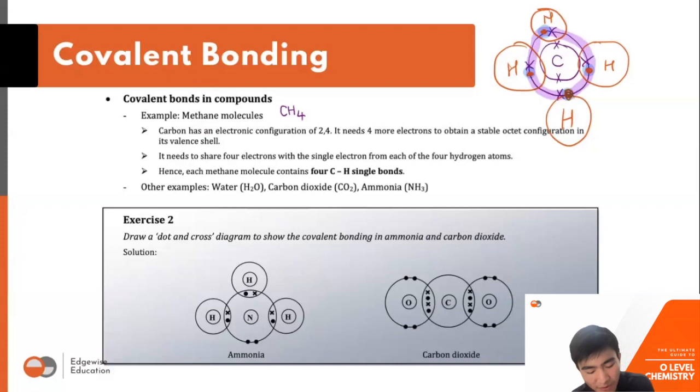They form 4 covalent bonds with the hydrogen. So I got 1 bond, C and H form 1 bond. Number 2, C and H form 1 bond. Number 3, C and H form 1 bond. And number 4, C and H form another bond. So they got 4 covalent bonds. All right, there are other examples like water, ammonia, carbon dioxide. I'm not going to go into it. You can read the exercise over here.